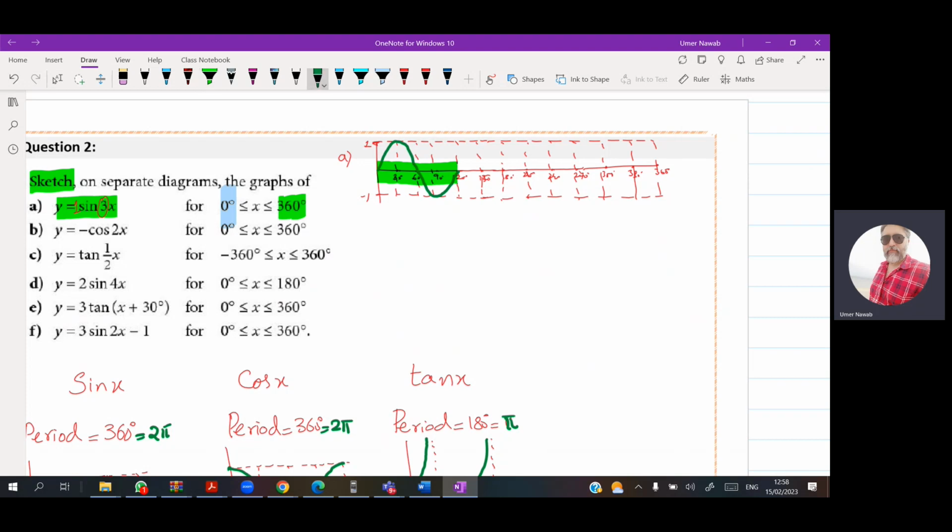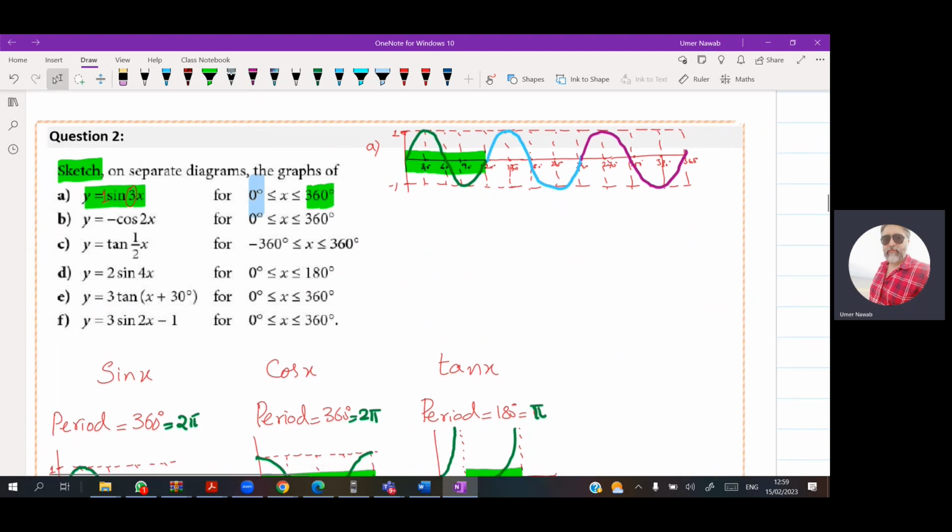Now let me make the 3 waves. I'm going to use a different color. Okay, right. So this is the graph of y equals sine 3x because, Mr. Omar, I got from 0 to 360 degrees 3 waves, and the period of this function is 120 degrees. Done. Let's go to the B part.